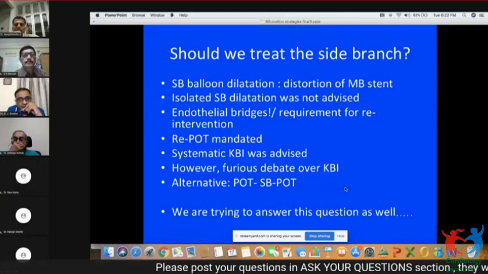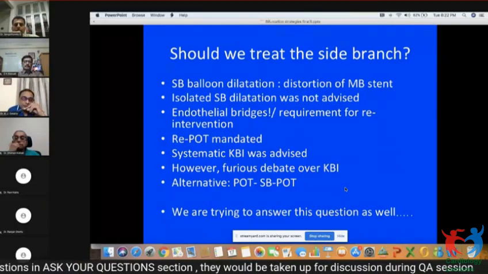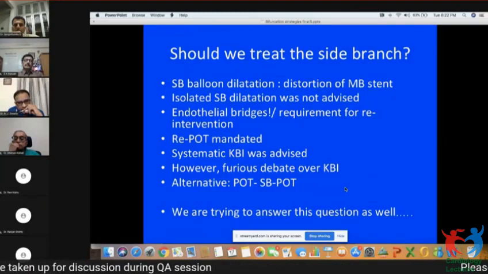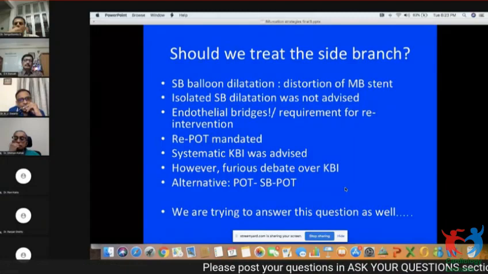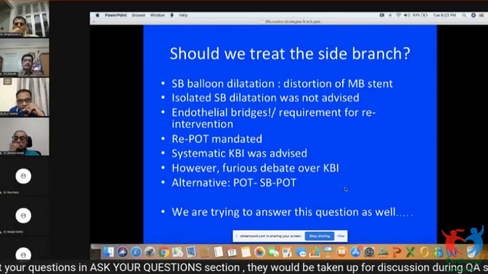Thus, a systematic kissing balloon was advised, but there's furious debate about what the kissing balloon actually does to the main branch. There is a group of people who believe that a kissing balloon actually changes the anatomy of the proximal main branch, and an alternative of POT side branch POT has been proposed. However, a little more data is required for us to answer this question very, very clearly.